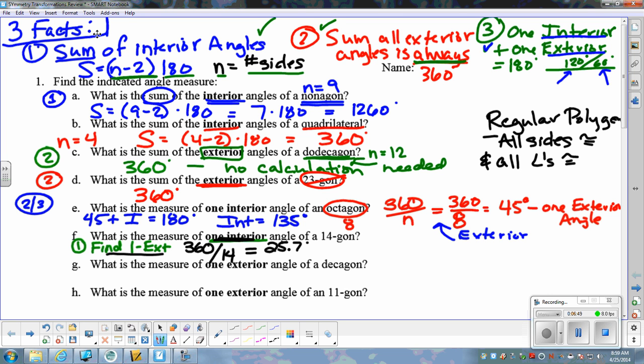Again, our question is asking us for the interior angle. So the second step I need to do, using fact 3, is take 180 minus 25.7 degrees, which will leave me with 154.3 degrees for that answer there. Okay, I'm going to go back and circle these answers very quickly, just so that we know what the final answer is going to be.